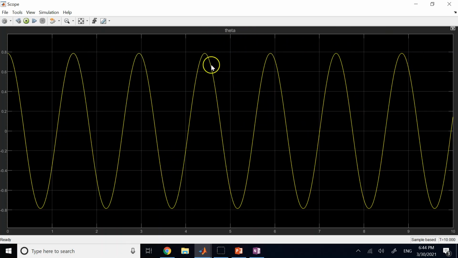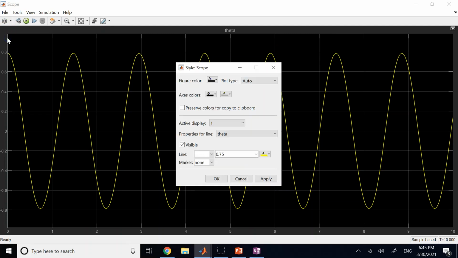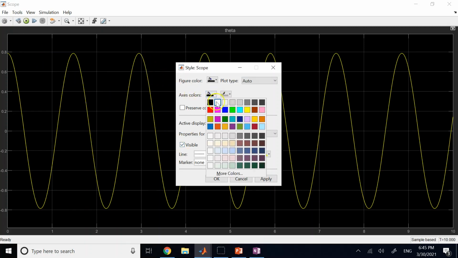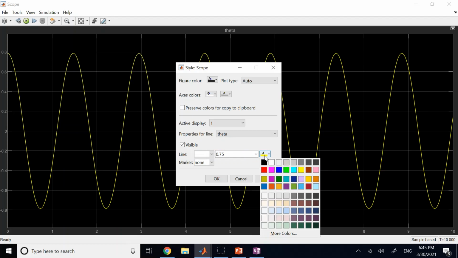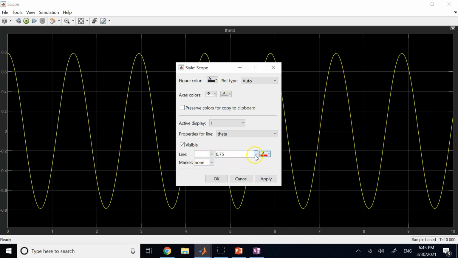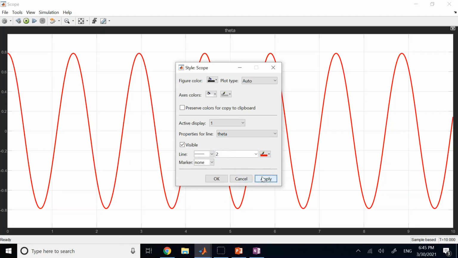So can I change the color of the background or the color of this curve like we do in the plot command in MATLAB? Yes. You need to come under this gear, and then here you have the style and color. Okay, so if you click on the style, it allows you to change some colors. The color here is the axes color. So instead of black, let's say I want to make it white so it doesn't waste my cartridge. And the line, the color is yellow. Let's say I want to make it red, and then instead of 0.75 pixels width of the line, I want to make it 2 pixels. So if I say apply, there we go.